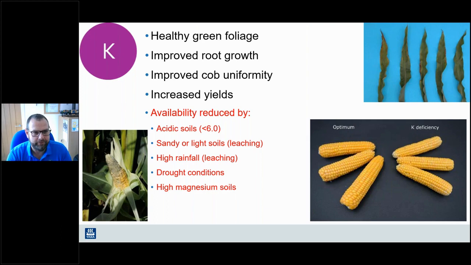It's common practice. Again, just like with other crops, light sandy soils or high rainfall can lead to leaching of potassium, and then drought conditions can lead to potassium not moving around the plants and not becoming available. And conversely, soils where you've got high magnesium indexes will lock up the potassium that's in the soil.